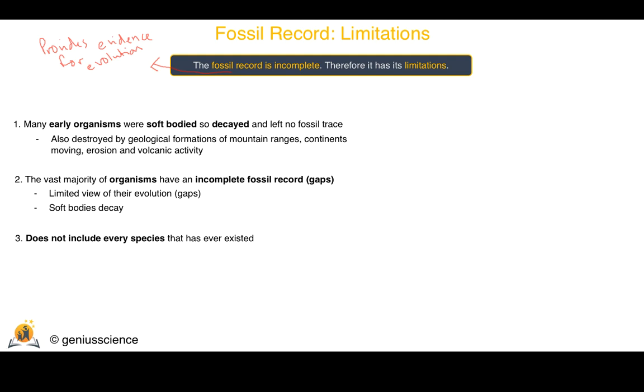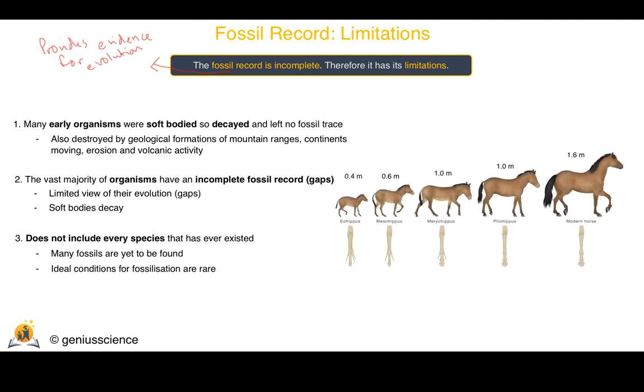ever existed. New fossils are discovered all the time, and therefore we can assume that many fossils are yet to be found. Furthermore, the ideal conditions for fossilization are actually very rare. However, some animals do have relatively complete fossil records, and this shows their evolution over time. A good example of this is the horse. We have a fairly complete fossil record from the last 55 million years.